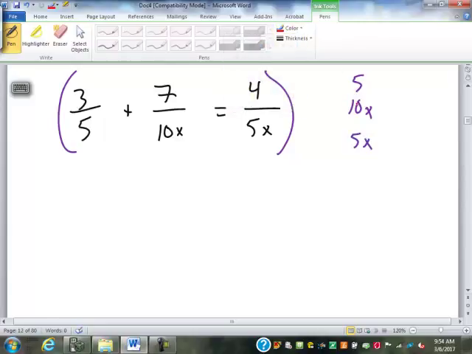For the numbers 5, 10, and 5, what's going to be my least common denominator? 10. Very good. And then for the variables, it's the highest power, which is just going to be x, so 10x. So that is my least common denominator for those three denominators. So this whole equation is going to get multiplied by 10x.